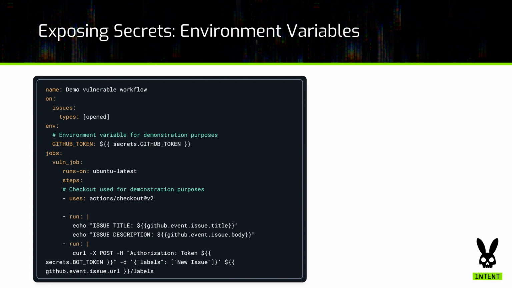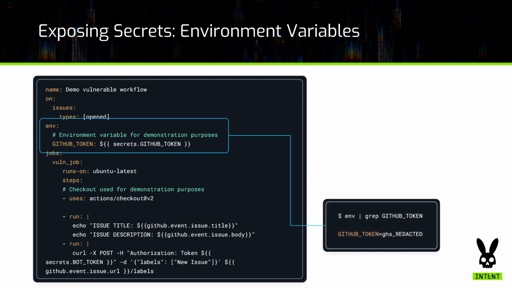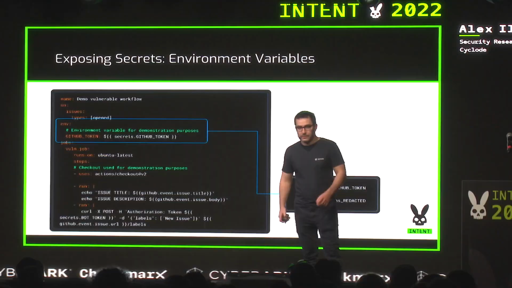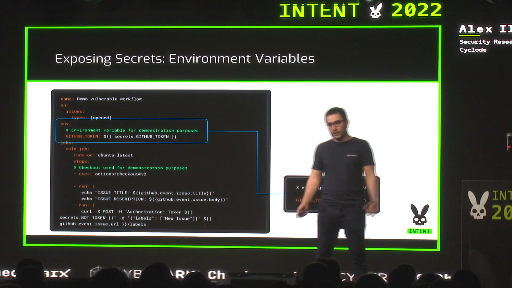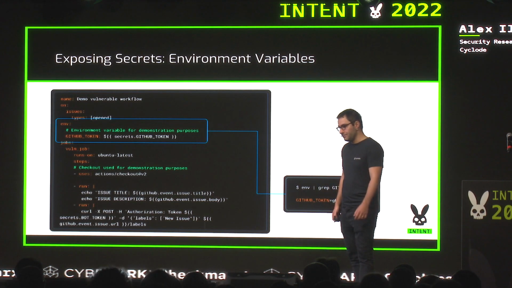The first thing the attacker could do, which is the simplest, is take all the environment variables and exfiltrate them. Inside these variables, we have the GitHub token, which is a privileged token to access the repository, and the attacker could use it maliciously.